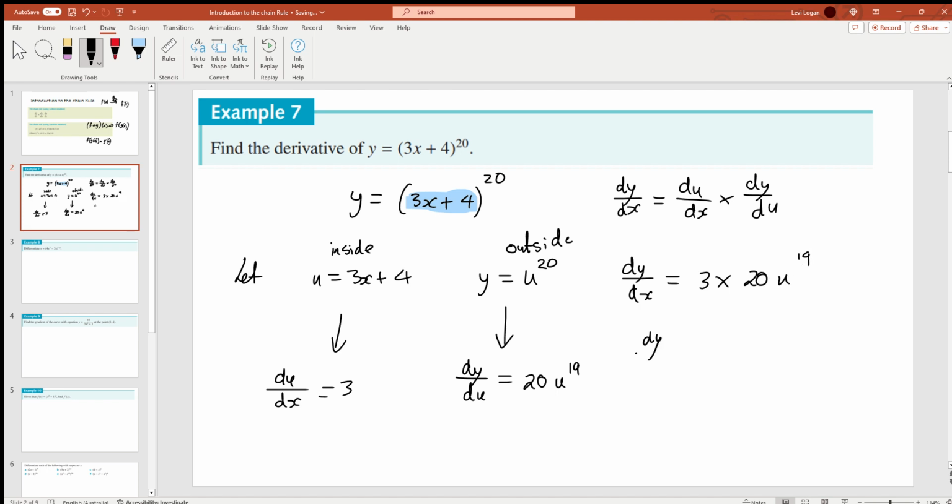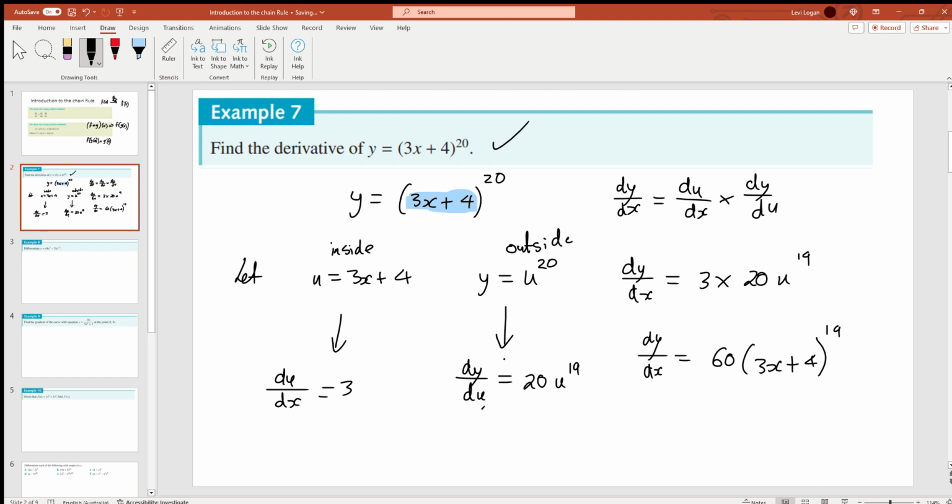Now, we know what u is. We established that to be that. So it's going to be 3 times 20 is 60. So you're going to have 60 brackets, u, which is 3x plus 4, to the power of 19. And that is the derivative of this function here. Okay, and that's all the working you need to have with it pretty much.